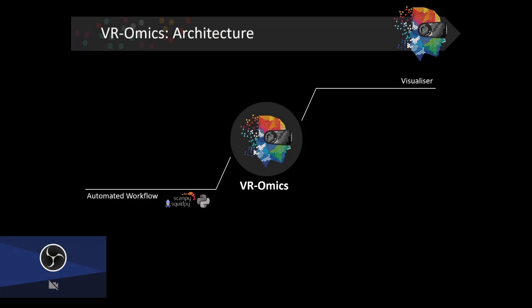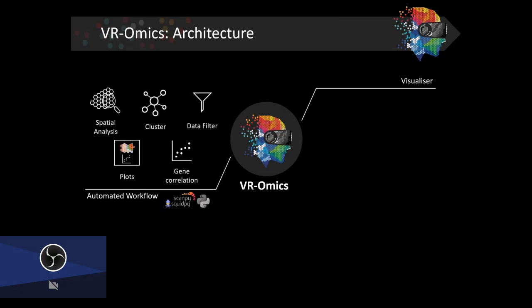So I was just mentioning, the software has two main components: the automated workflow and the visualizer. The automated workflow is the part that does pretty much all the heavy lifting for the data processing. We've embedded a Python environment using toolkits like ScanPy and SquidPy, or others like spatial DE, that are available. And it does all the things like spatial analysis, clustering, data filtering, quality control, gene correlation, pretty much everything you would usually consult a mathematician to do your downstream analysis. And that's all done automatically by the software for you.